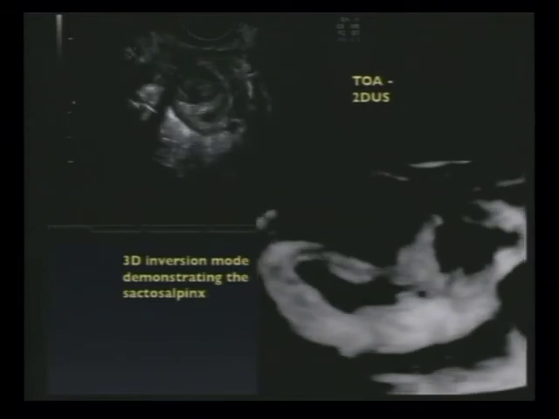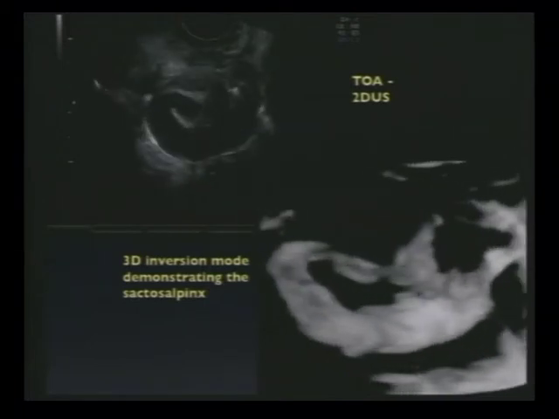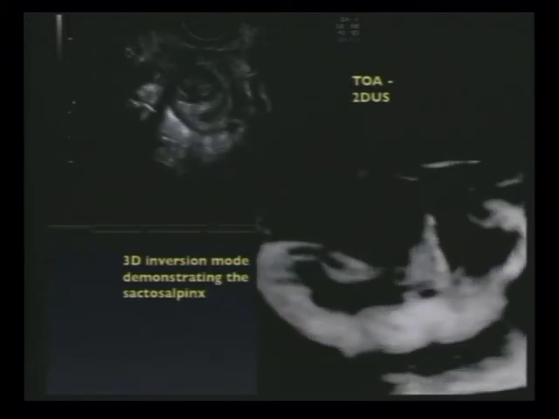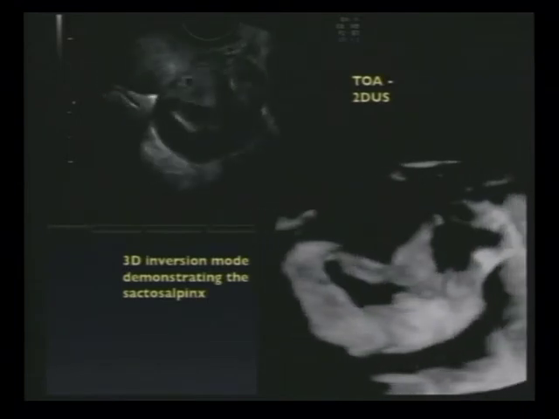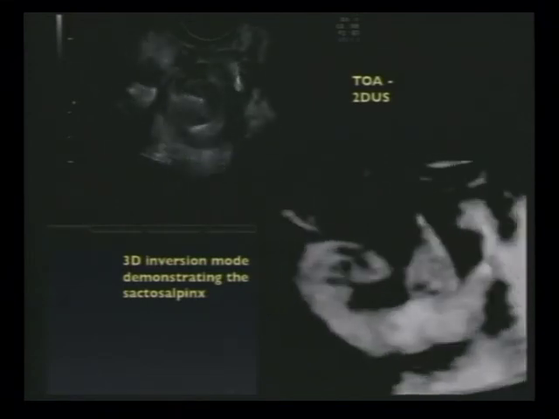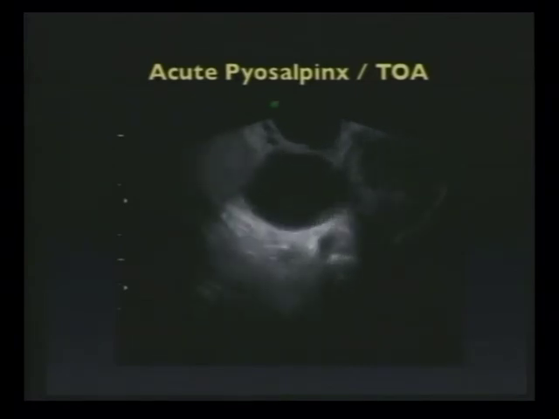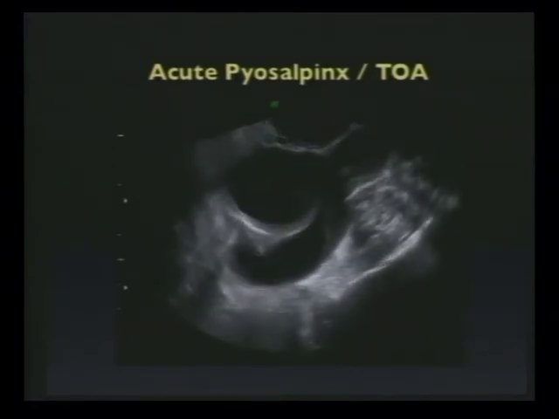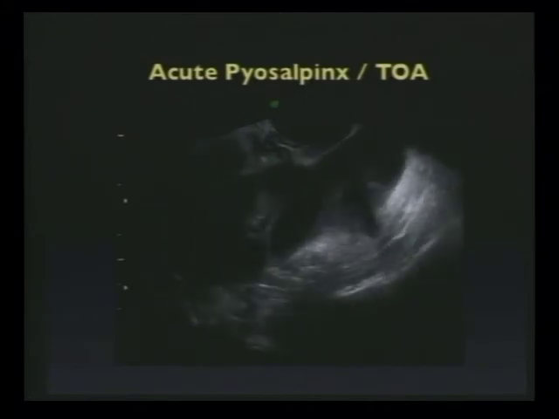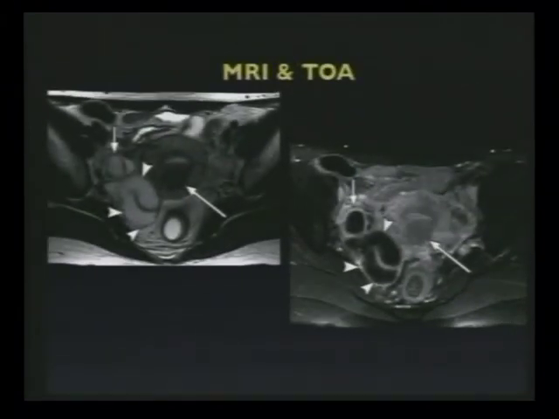Here is a very recent case from 2 weeks ago. You can see the tubo-ovarian abscess. This is the ovary. This is the fallopian tube. And this is the rendering view of only the fallopian tube with the inverted rendering view, which shows only the fallopian tube itself. This is another example of acute hydrosalpinx. As you can see here, the incomplete septa and the elongated cystic lesion. MRI can also aid in the diagnosis of tubo-ovarian abscess in doubtful cases.